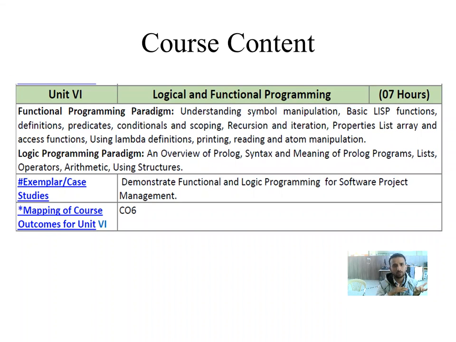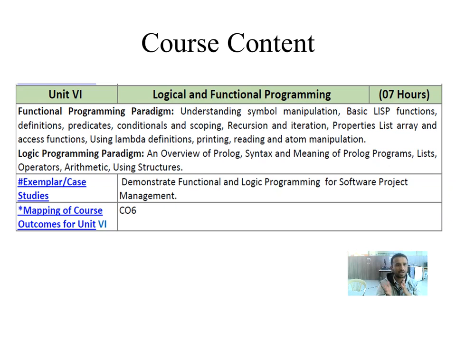In the first unit we all know that there are 4 types of paradigms. So the object oriented paradigm we are going to learn from the second unit to the 5th unit. After this 5th unit, we are in our 6th unit, where we are going to discuss the functional programming paradigm. Then we will understand what this functional programming paradigm is, symbol manipulation, basic list functions, all those topics we are going to cover while learning this 6th unit.